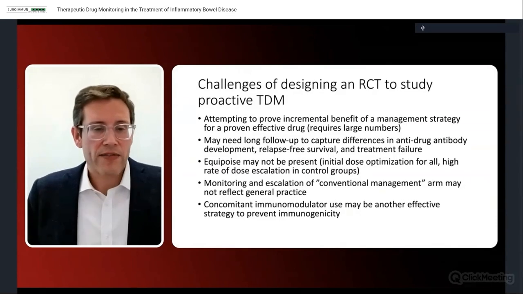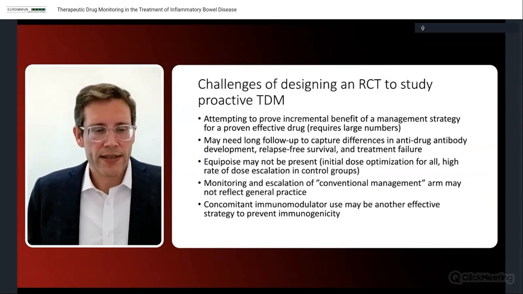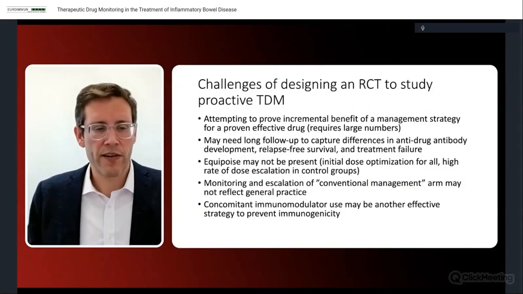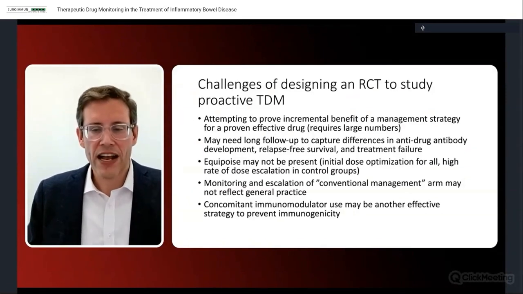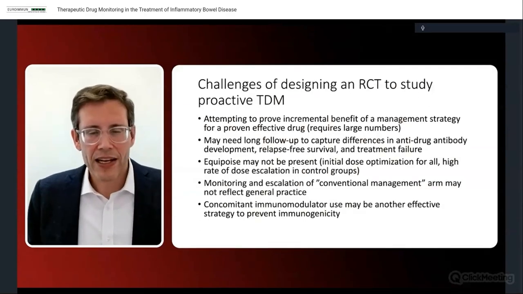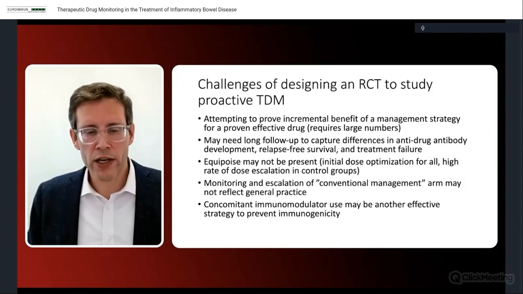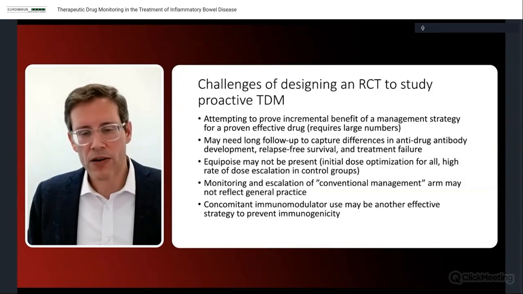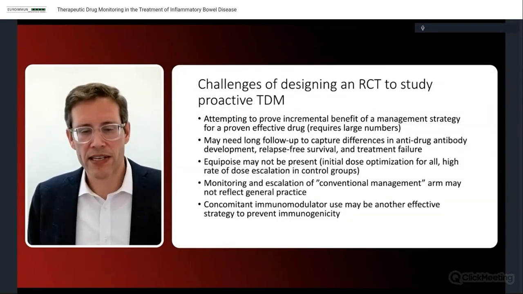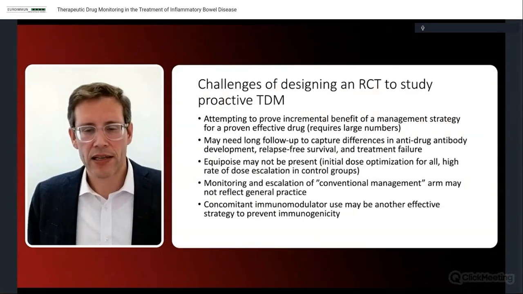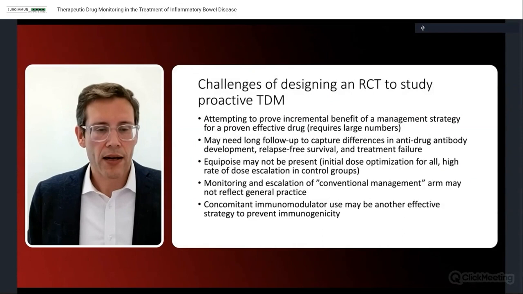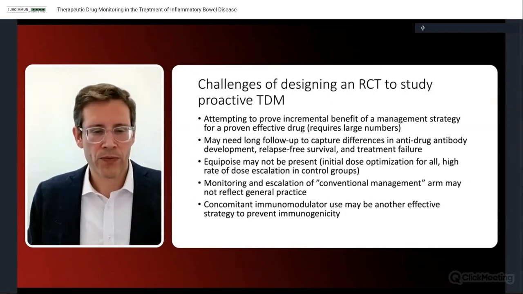We're also noticing high rates of dose escalation in the control groups in these studies. And I wonder if monitoring an escalation of a conventional management arm in a clinical trial may not reflect general practice. That is, would biomarkers like CRP and calprotectin and would assessment of symptoms be reacted to as promptly and as frequently in clinical practice as it is in a structured, closely monitored clinical trial.